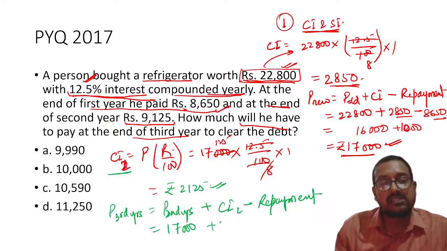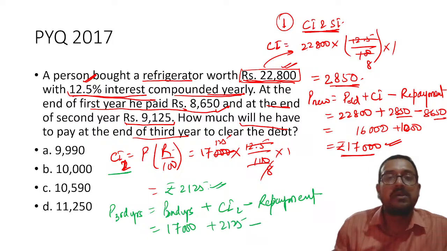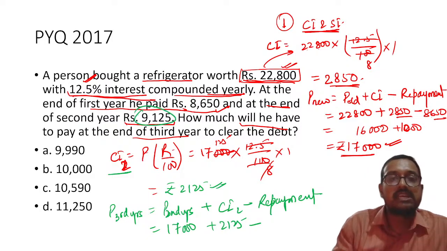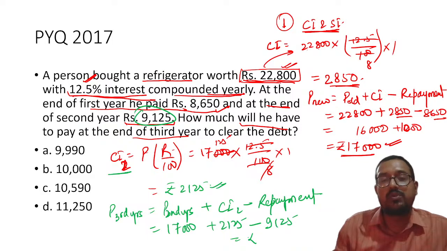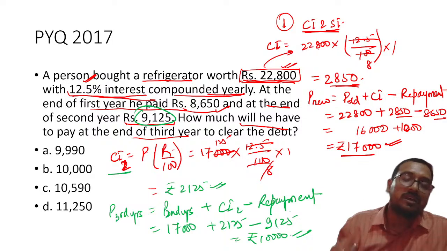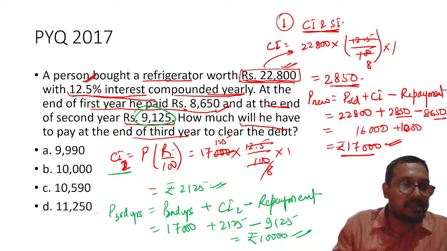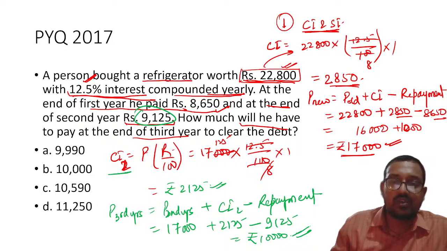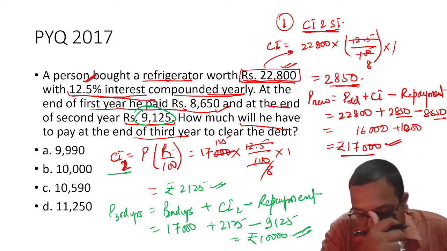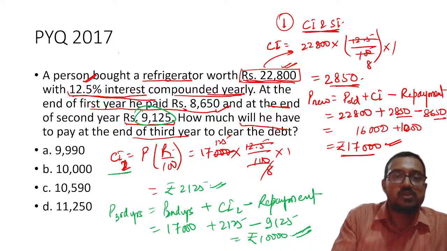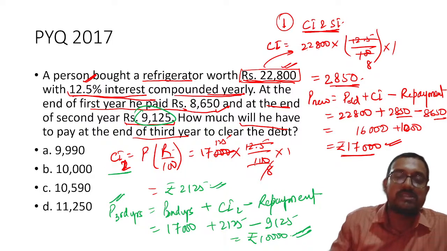17,000 plus 2,125 minus how much? Second year 9,125, right? So this will come out to be rupees 10,000. My dear students, this is the third year P using percentage, a different method using percentage. Let us see if the answer is correct. Very good. Now, my dear students, P for the third year is nothing but rupees 10,000.